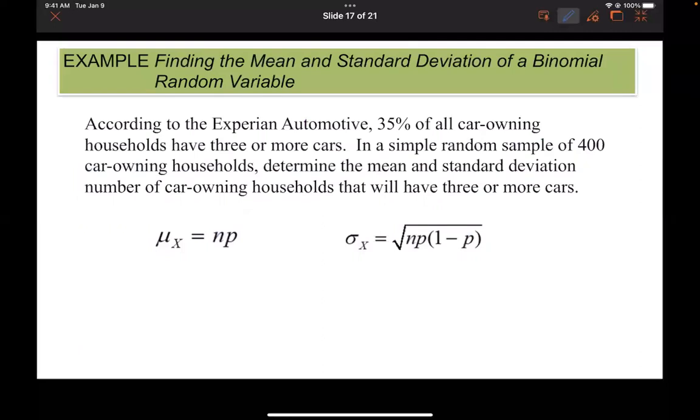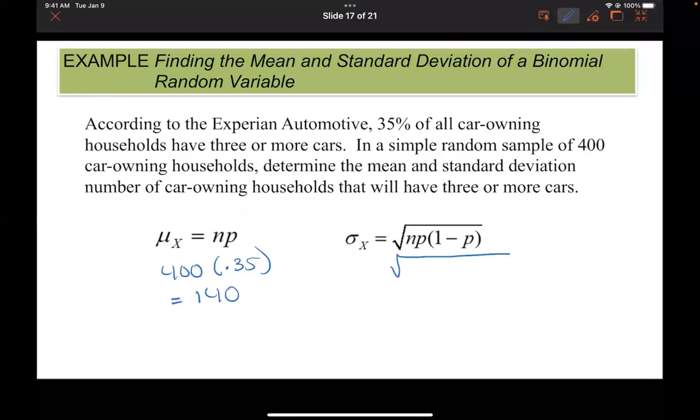So for the mean, and this is just mu sub x, this is just saying this is the mean of the x. So I would just take the number of trials we have, multiply it by 0.35. I'm going to use my fancy schmancy calculator. 400 times 0.35. And so this is 140. So out of 400 households, we would expect 140 of them to have 3 or more cars, because that's 35% of 400.